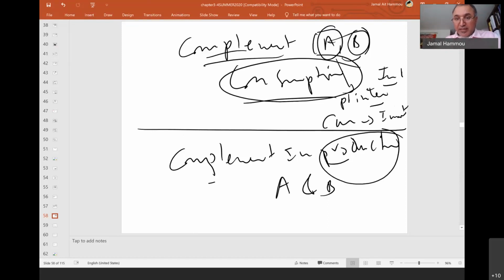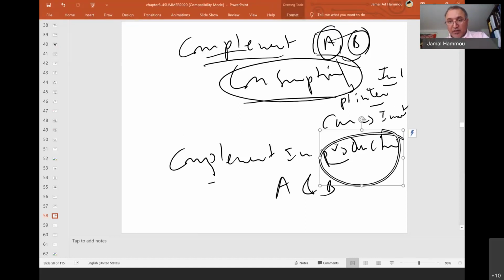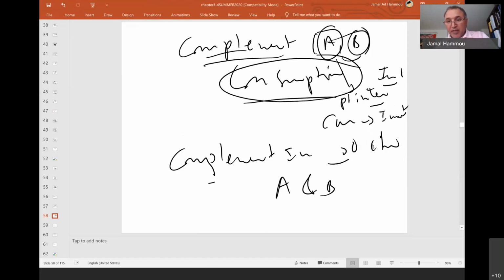Good example to understand complement in production. We talked about complement in consumption. We know they go together: printer, ink, car insurance, and all that stuff. So we can think about something that we can produce together. If you produce one, you cannot escape producing the other one. And then I will give you examples so you can understand.